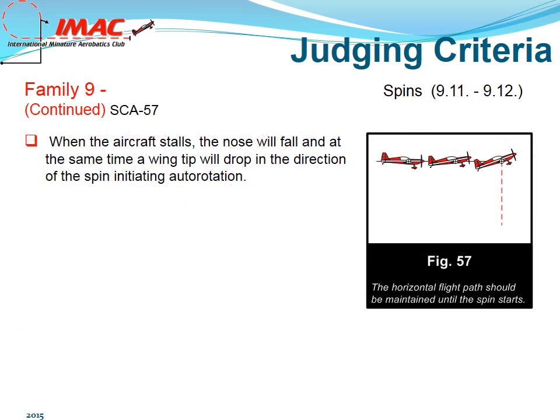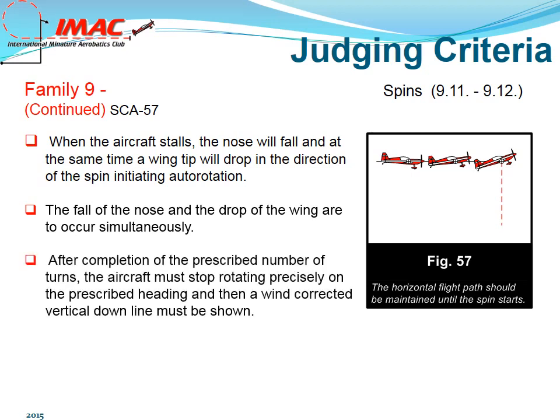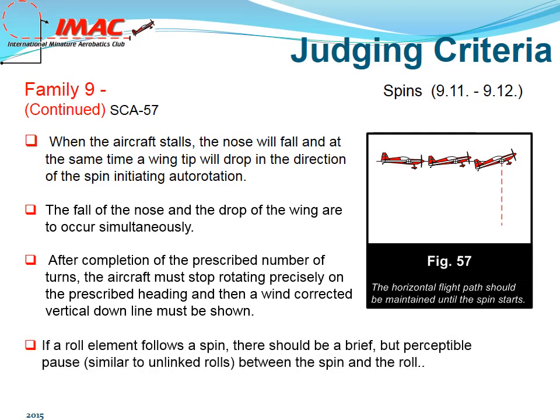When the aircraft stalls, the nose will fall at the same time the wingtip will drop in the direction of the spin, initiating autorotation. The fall of the nose and the drop of the wing are to occur simultaneously. After the completion of the prescribed number of turns, the aircraft must stop rotating precisely on the prescribed heading, and then a wind-corrected vertical line must be shown. If a roll element follows a spin, there should be a brief but perceptible pause, similar to unlinked rolls, between the spin and the roll.